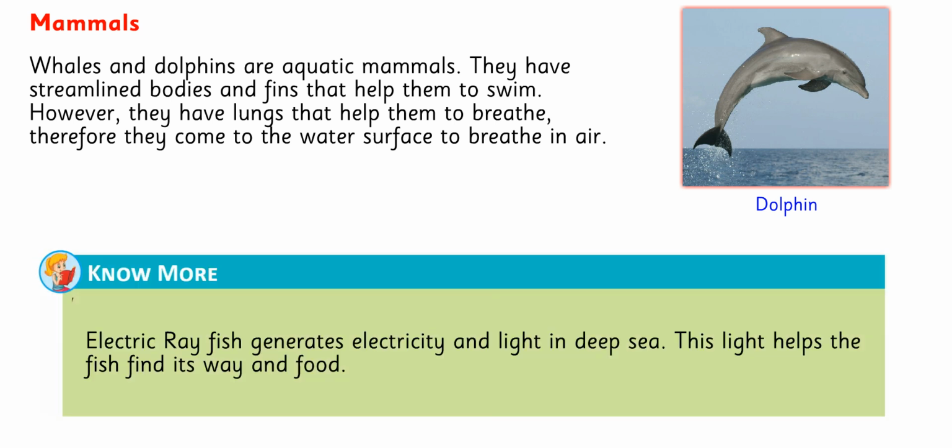Did you know? Electric ray fish generates electricity and light in deep sea. This light helps the fish find its way and food.